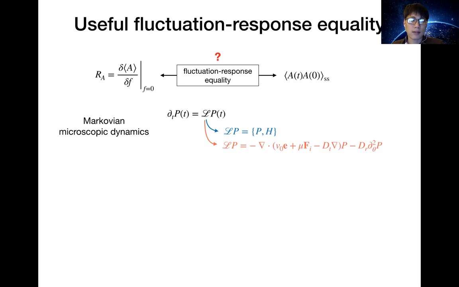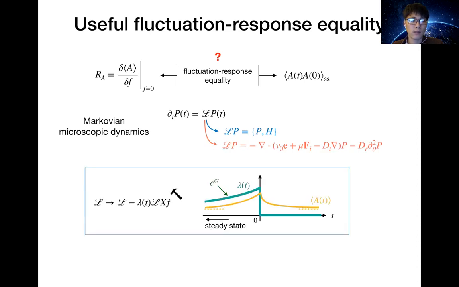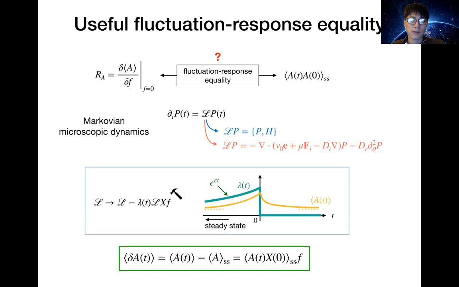We perturb the system by changing the generator with this particular form. The perturbation is turned on slowly from a steady state and suddenly turned off at a certain time, which we call t equals 0. We prove that the response function due to this perturbation is equal to the correlation function between A and X. The conjugate quantity X comes from the perturbation, and it can be anything we want. No information about the steady-state distribution is required.